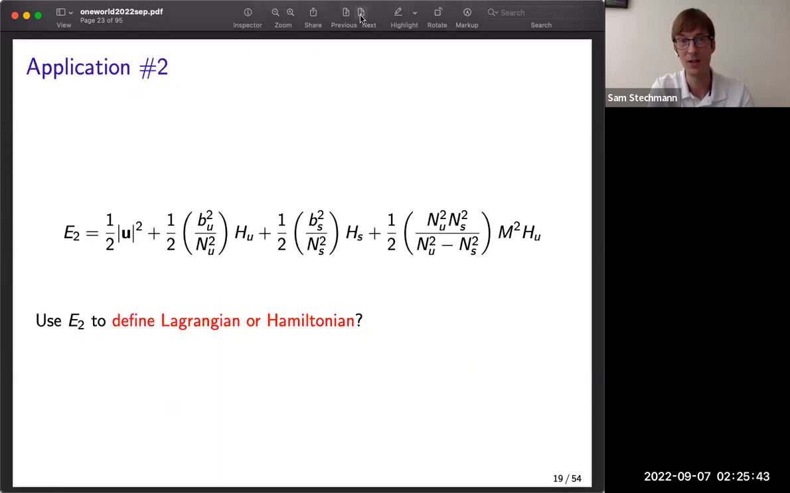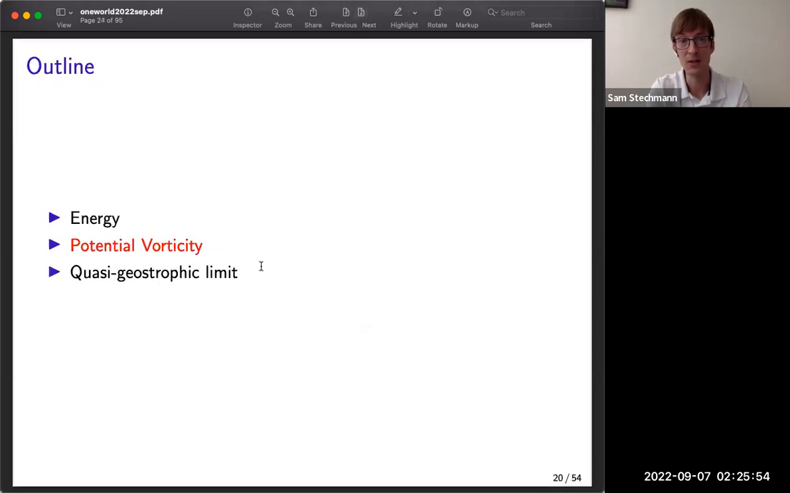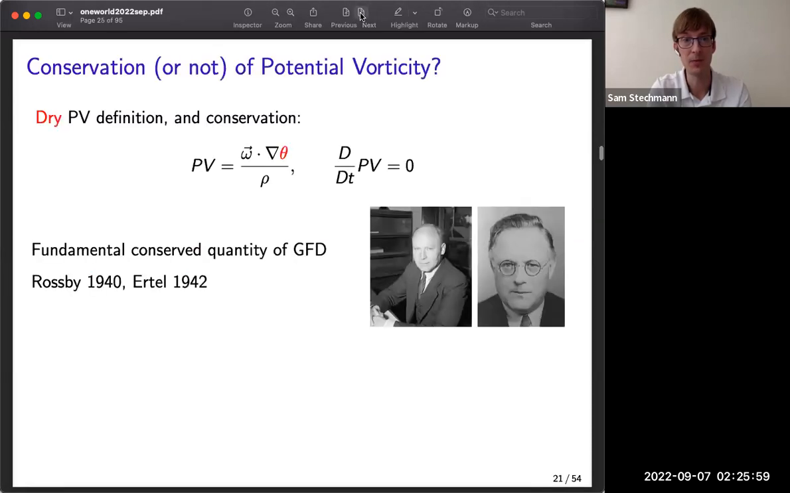As a second application, when you have an energy, you could start thinking, could I also use this quantity as a Lagrangian or a Hamiltonian? That brings us to this second part, on potential vorticity. Potential vorticity, as you know from the dry case, is conserved, and it's defined as vorticity dotted into the gradient of potential temperature, and it's a material invariant. This is one of the fundamental conserved quantities of GFD, if not the fundamental one, encapsulating stratification and rotation.